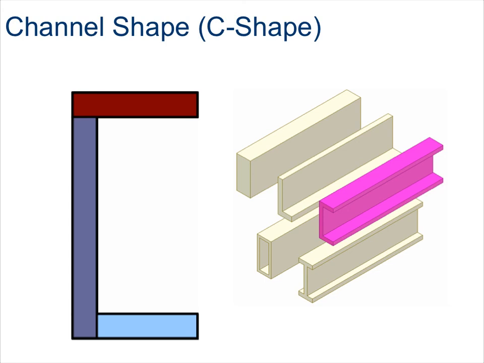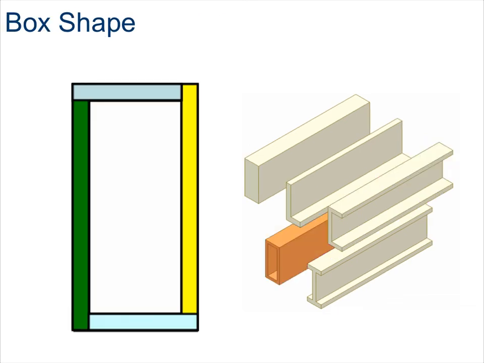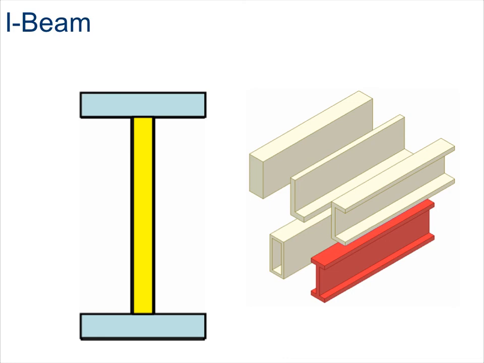Now with the channel shape, which is also known as a C shape, we can take that complex shape and divide it again into three simple shapes. In this case, we have three rectangles. With a box shape, we can divide that into four simple rectangles. And with an I-beam, we could take that I shape and break it down into three simple shapes of three rectangles.